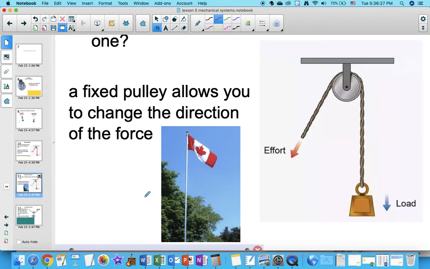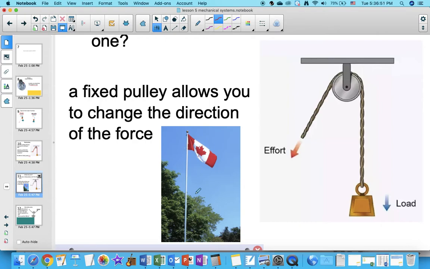To raise a flag, rather than trying to lift the flag up, you could pull down on the rope, which will force the flag up. So you're changing the direction of the force. Your force is going down, but because you have that fixed pulley, the pulley changes the direction of your force to go up. So it's easier to pull down on something than to lift something, right?